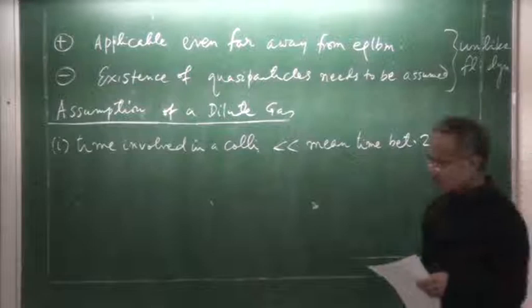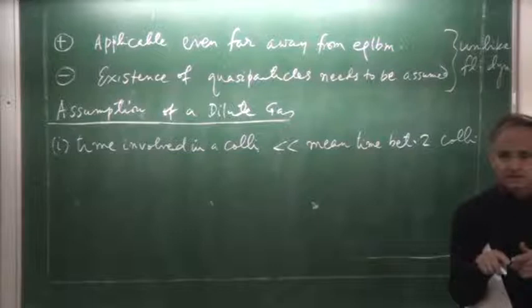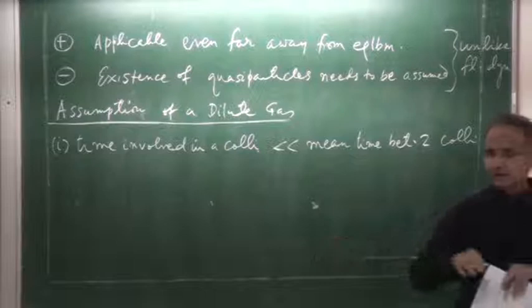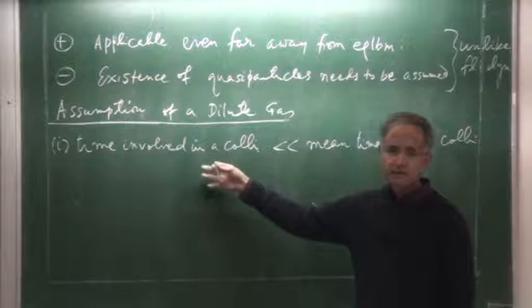Does it make sense? Does it sound reasonable? That when two molecules are interacting, the time that they spend near each other, or time involved in a collision, should be much smaller than the time between two collisions. So that dilute gas would imply this. This is a statement about time. You can make a statement about length equivalent to this.